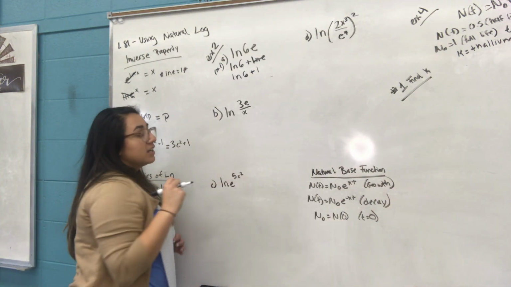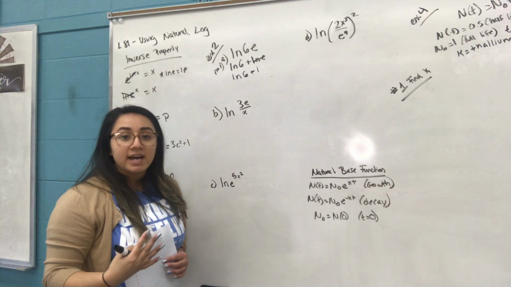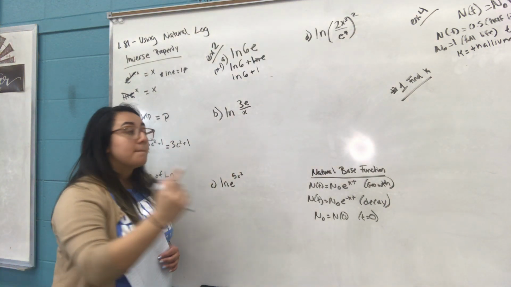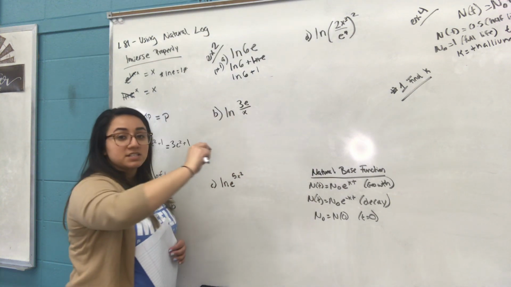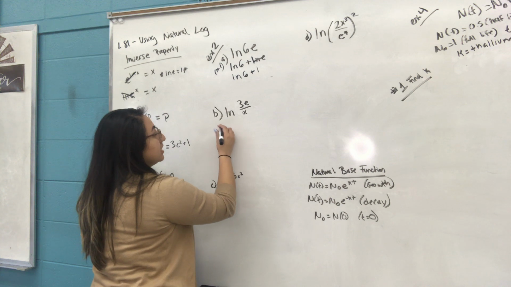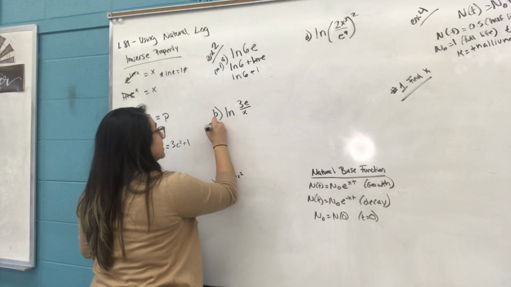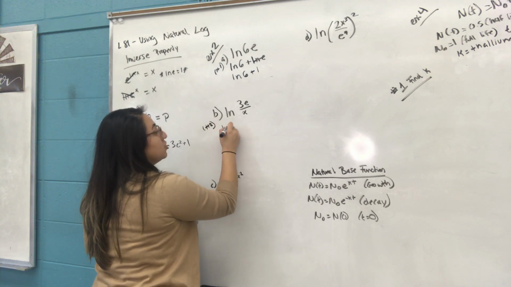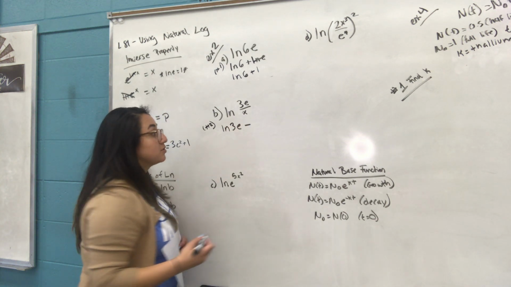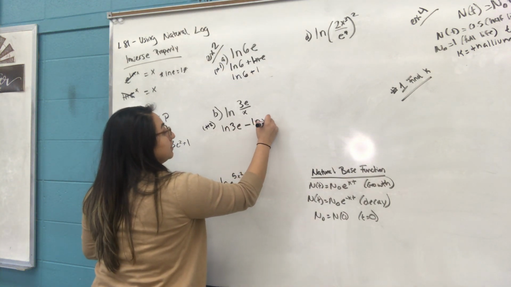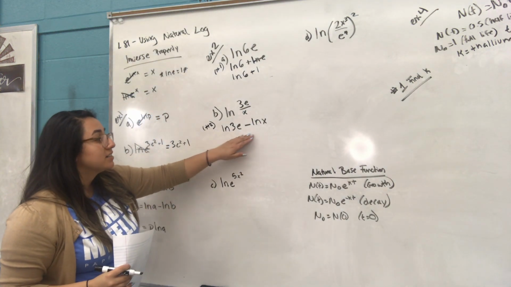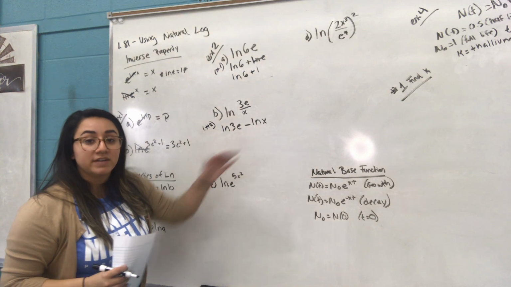Part b. There are a couple of things going on. You have to see the bigger picture. Yes, they're multiplying, but the main factor is that they're dividing. It's dividing the numerator by the denominator, so we apply the second one. It's the numerator, 3e, divided by, so that means you subtract the denominator. So 3e divided by x is the same thing as natural log of 3e minus natural log of x.